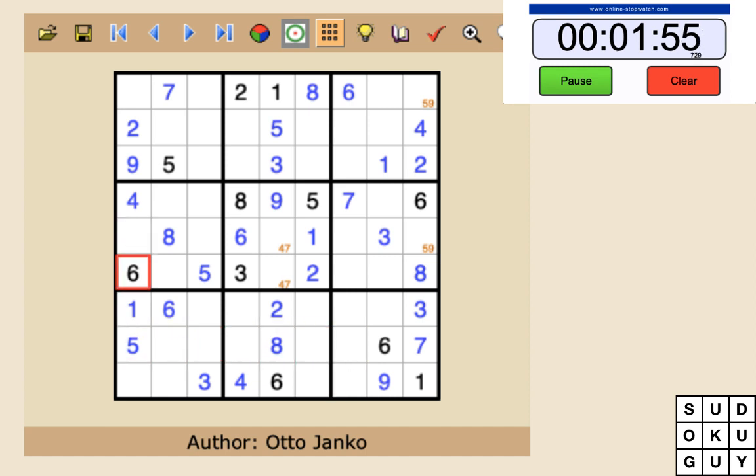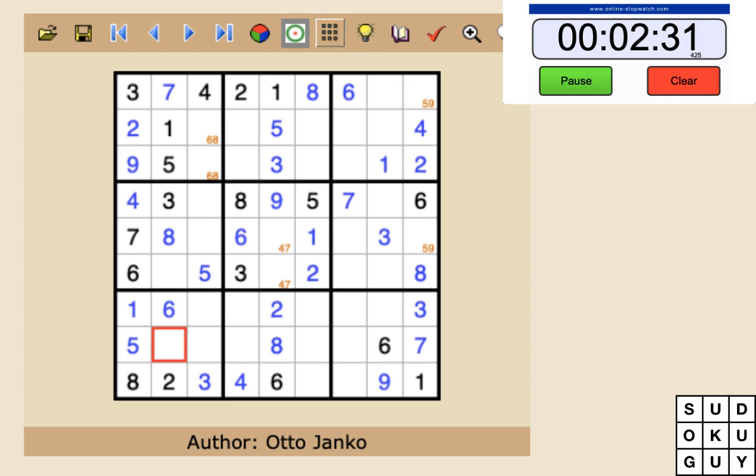This column, 3, 7, and 8. 7 has to go here. 3, 8, done with the column. This box, 1, 4, 6, 8. This has to be a 4. Okay, this is the only place a 3 can go in this column. Now we're missing 2, 4, and 9. Oh, 4 and 9 can't go here, so that's 2.